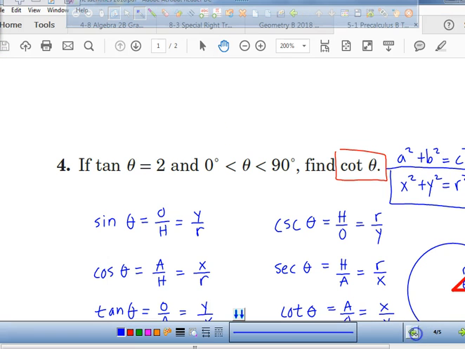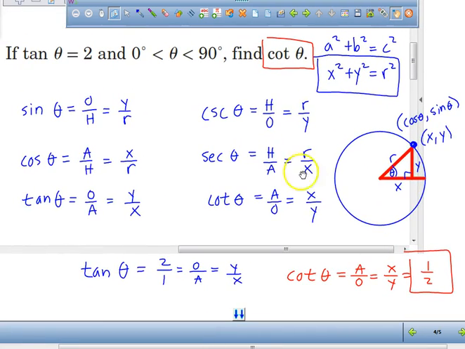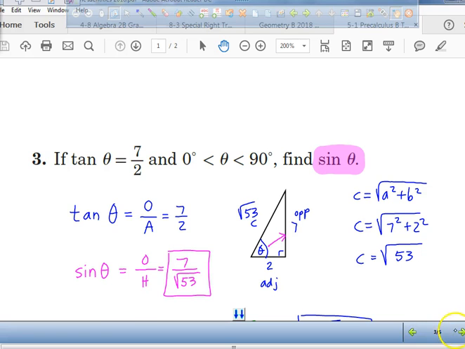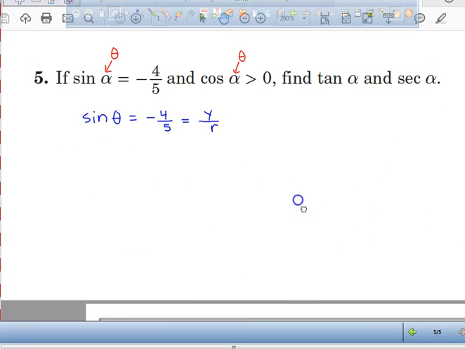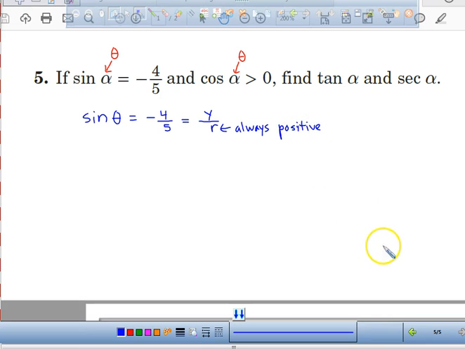Now, if you were in my class, you just wrote all of this down, and it means something to you. It might not mean anything to you if you're watching this video, but for my class, this means something. So we know it's the y value over the r value. Make sure you put a little arrow and write that this is always positive. Your r value in the unit circle is always going to be positive.